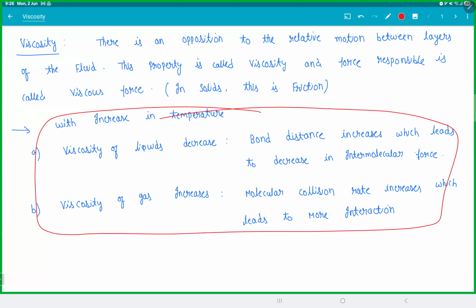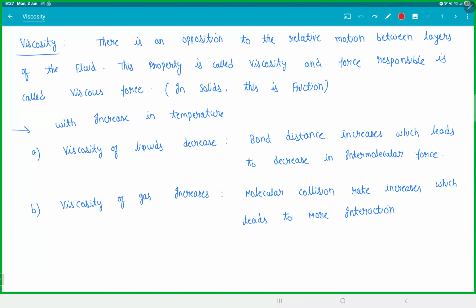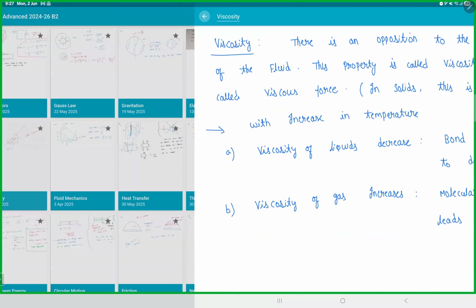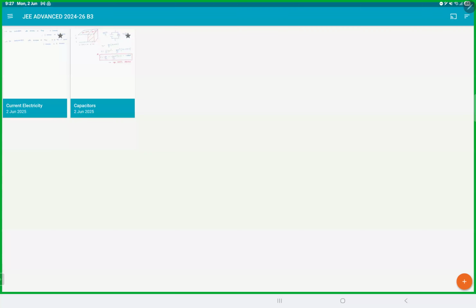If you increase temperature, viscosity of liquids will decrease, but viscosity of gases will increase. Remember? Don't forget this. So this and that for conductors, they look kind of similar, not the same, but similar.